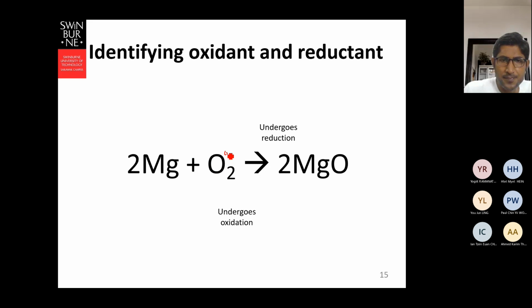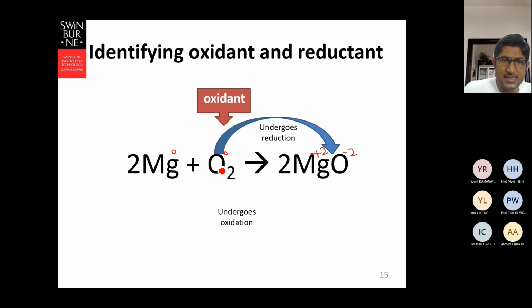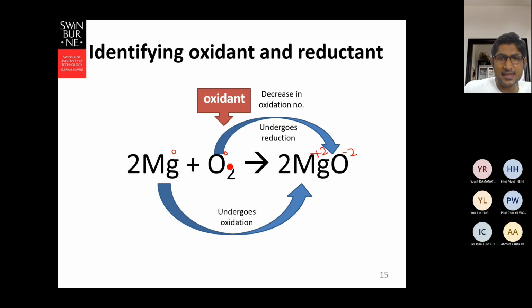Here oxygen has 0 oxidation state. Magnesium is also 0, right? It is not shown, that is why we know that it is 0. But in this case, oxygen becomes -2 and magnesium becomes +2. So magnesium increases by +2, and oxygen goes to -2, that means it decreases. So it is the oxidant. It is causing this magnesium to become oxidized. So this is the oxidant, and the other is the reductant. All right.